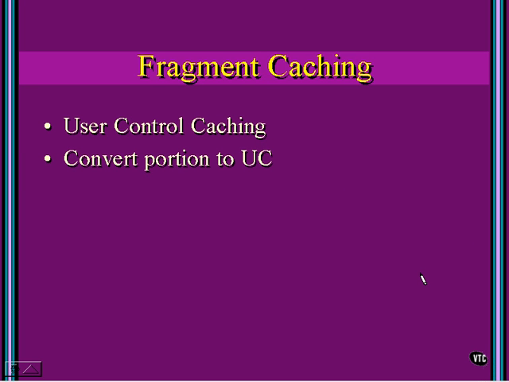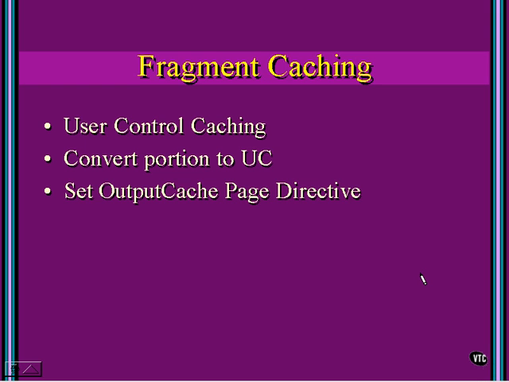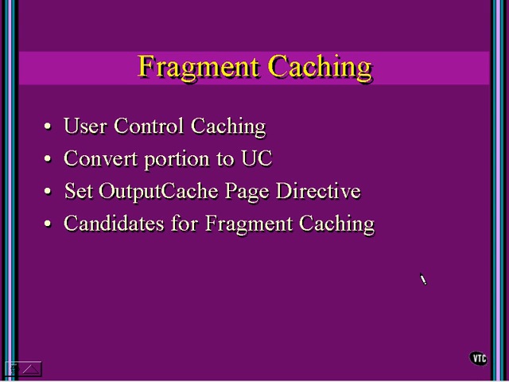Now, this is huge. Just simply convert the portion of the page you want to a user control. You saw how to do that earlier. And then in that user control itself, you set the output cache page directive just like we did in the previous video on the output page, and you now have a fragment that's caching.